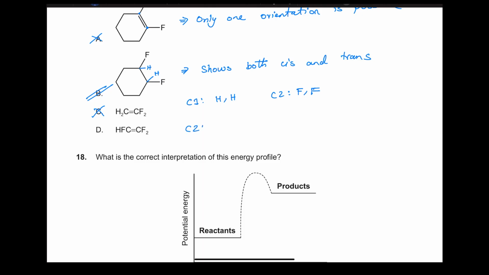Now for option D, carbon 1 has hydrogen, fluorine, different substituents. And carbon 2 has both fluorine. So same substituent on one carbon. So cis-trans won't be possible.